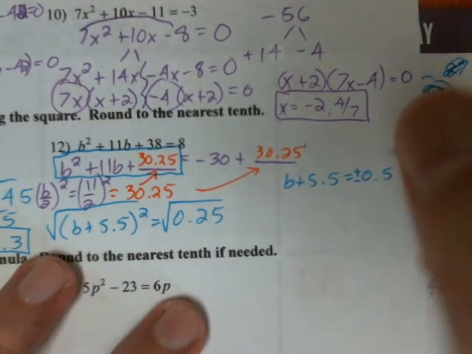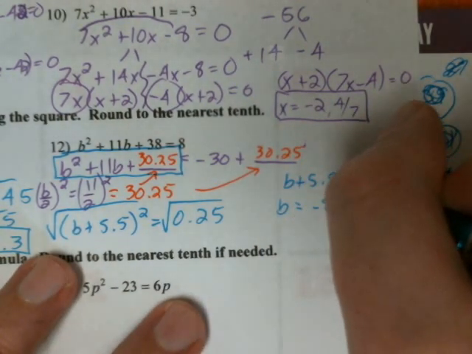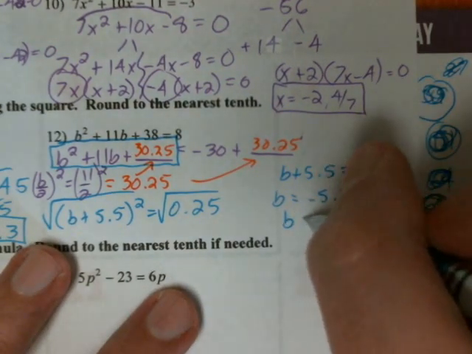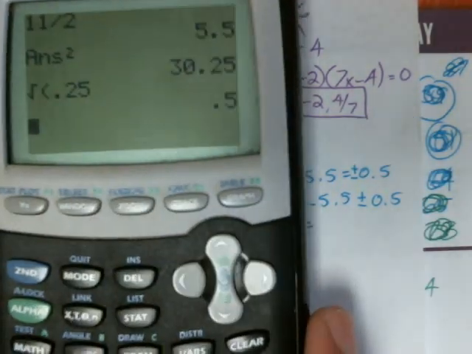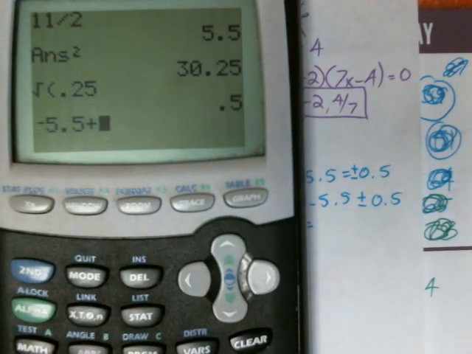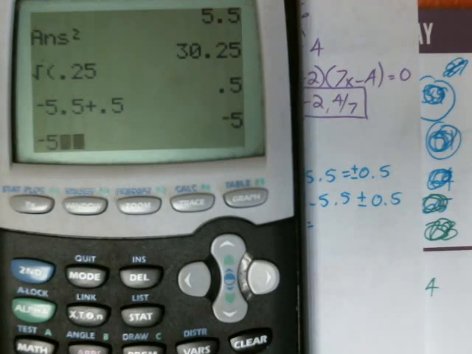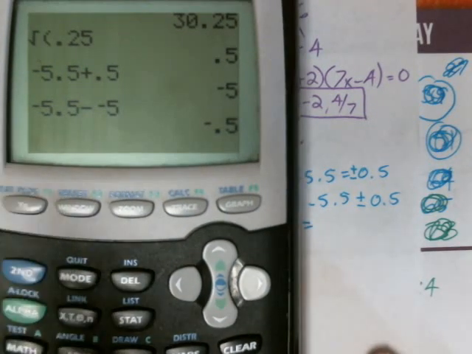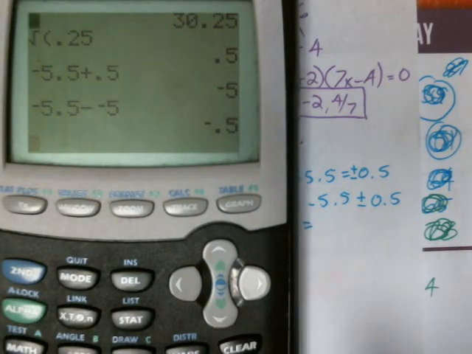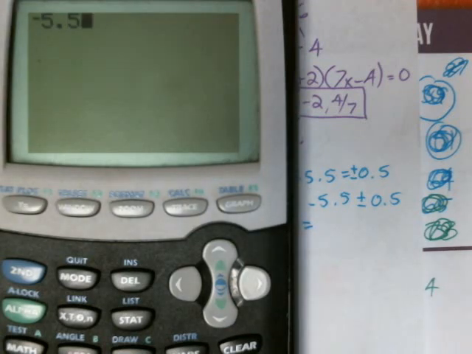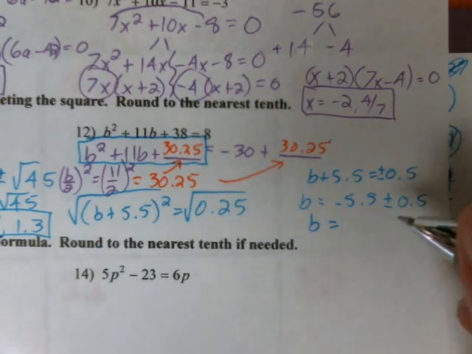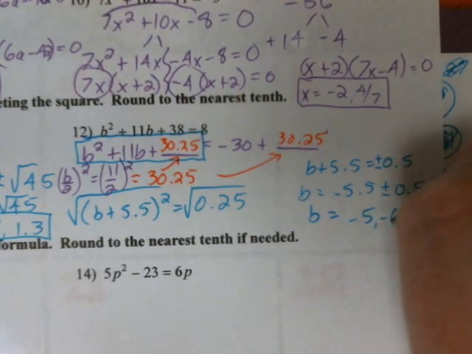So now when I move the 5.5 to the other side, I've got b equals negative 5.5 plus or minus 0.5. Okay? So now one of my answers is going to be negative 5.5 plus 0.5, which is negative 5, and then negative 5.5 minus 0.5. And that gives me negative 6. Okay.